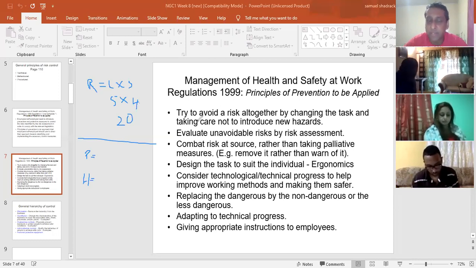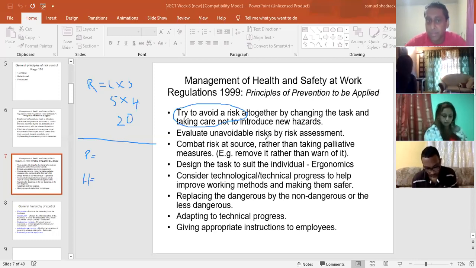The first thing the principles of prevention say is to try to avoid the risk. So if we could have avoided the person going up to the top here, try to avoid the risk. Then, if you couldn't avoid the risk, evaluate the unavoidable risk by a risk assessment. Combat the risk at the source.